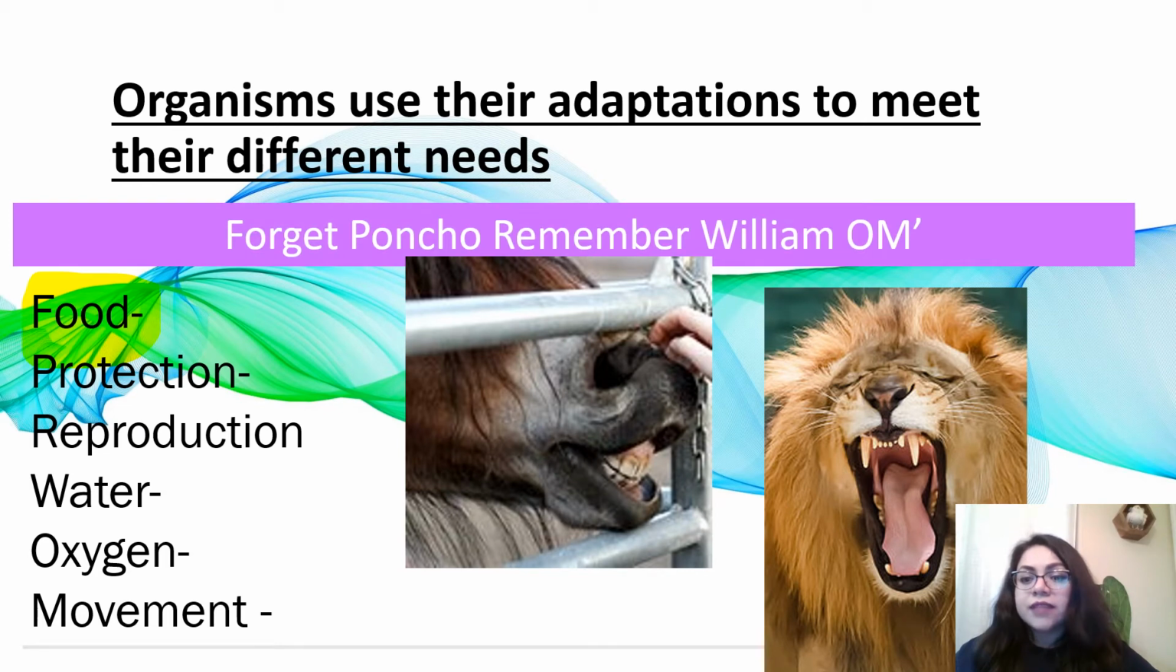F stands for food. Animals would have different adaptations that would help them get their food. Horses, for example, need to eat grass. That's why they have flat teeth, so they can grind and eat that grass. Lions have sharp teeth. They don't need to eat plants, they need to eat meat. That's why they're going to have sharp teeth.